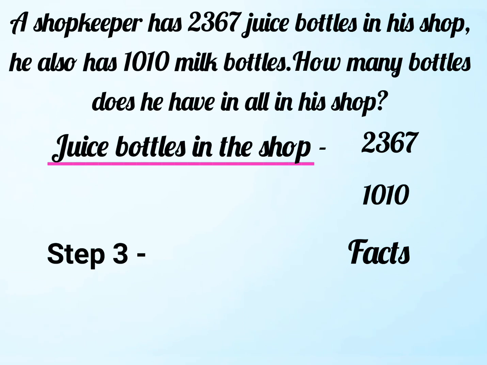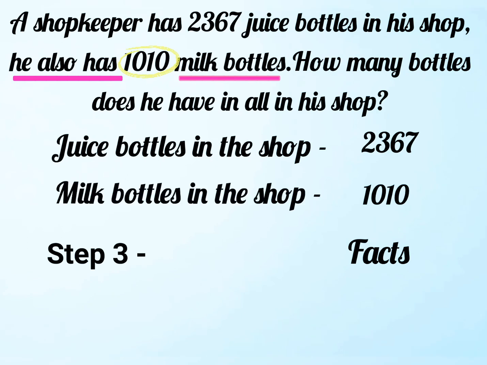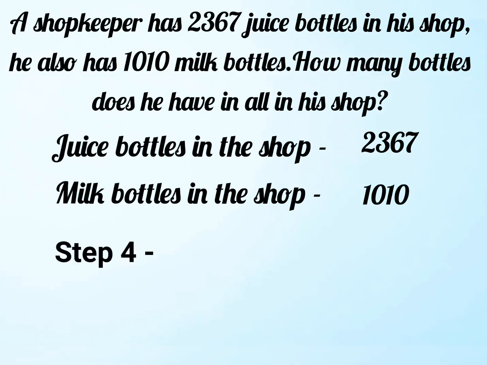Now let's jot down the fact for the next value. It states he also had 1010 milk bottles. So the fact for this value is milk bottles in the shop. So here we are done with step 3, and now comes the last step, symbol.